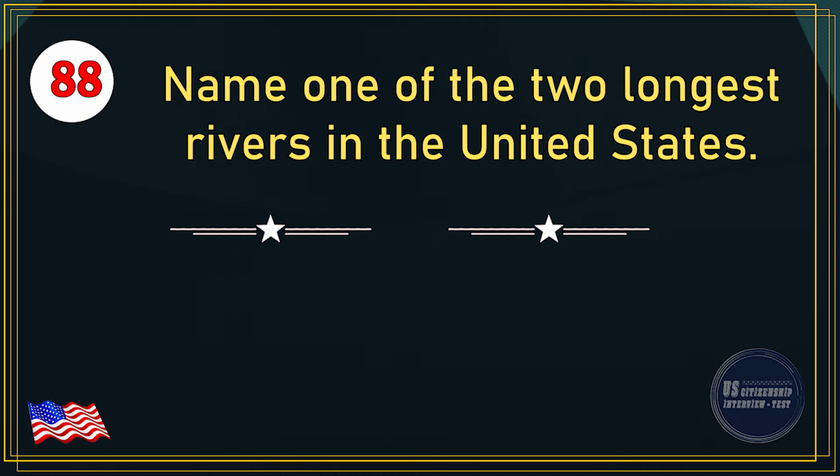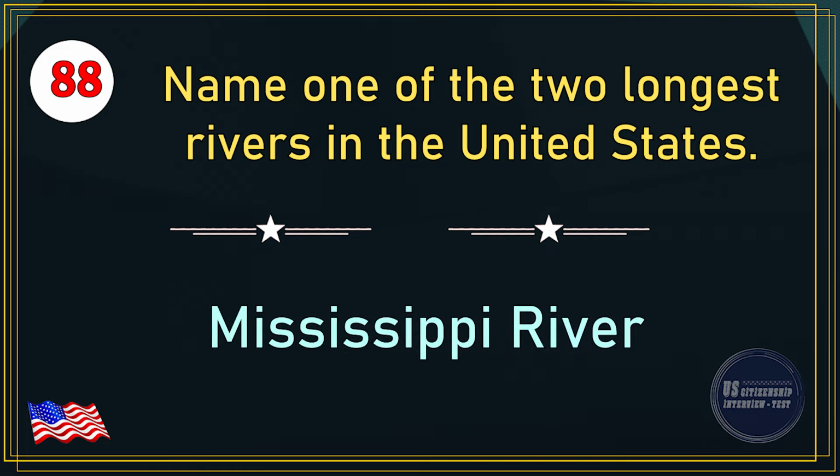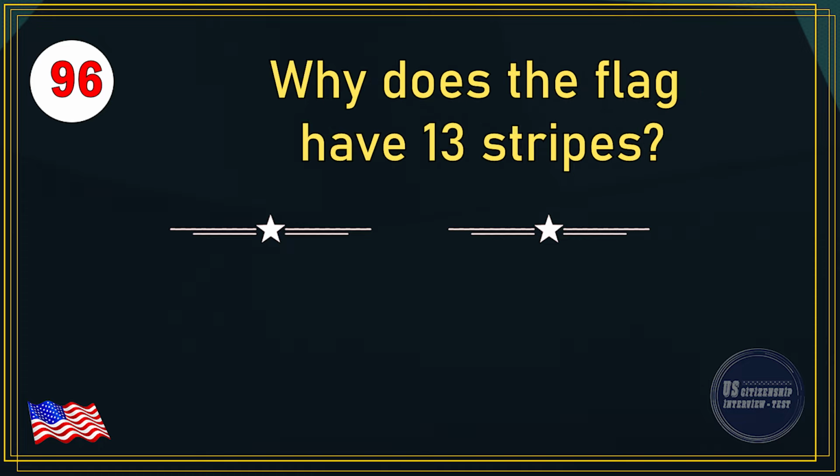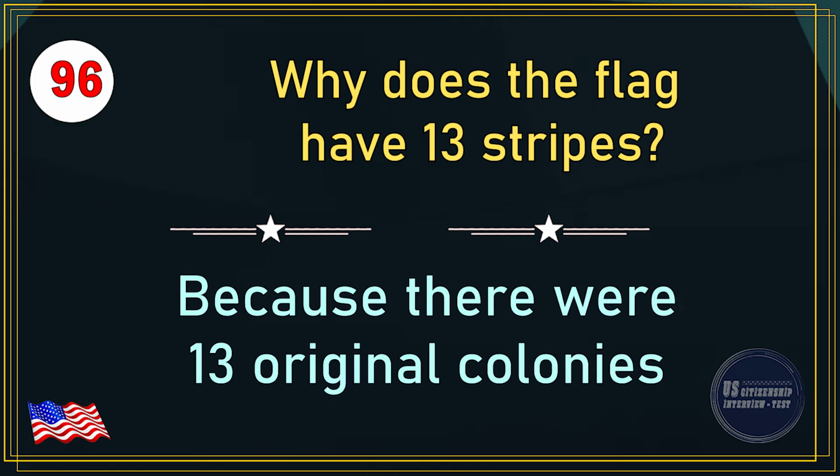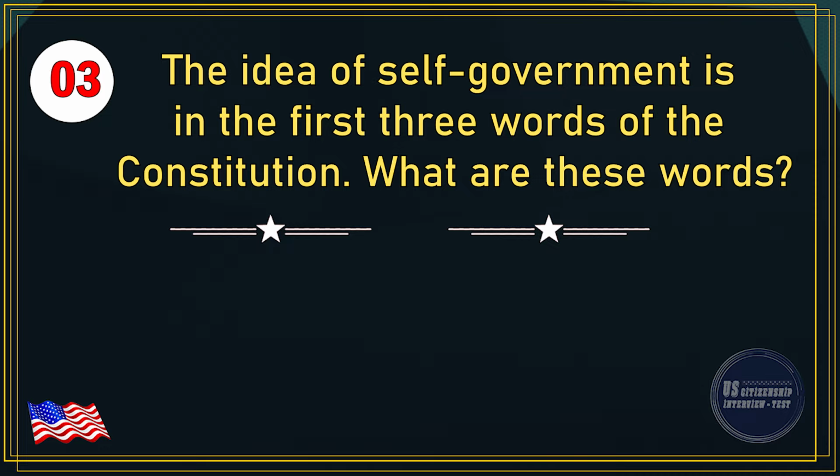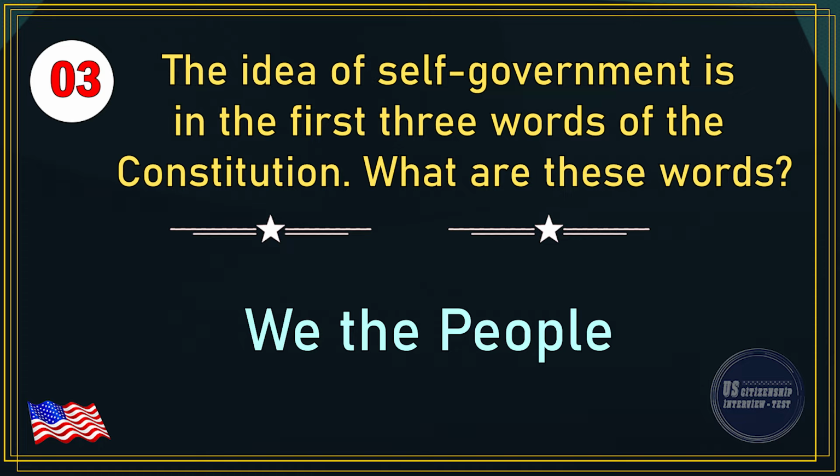Name one of the two longest rivers in the United States. Mississippi River. Why does the flag have 13 stripes? Because there were 13 original colonies. The idea of self-government is in the first three words of the Constitution. What are these words? We the people.